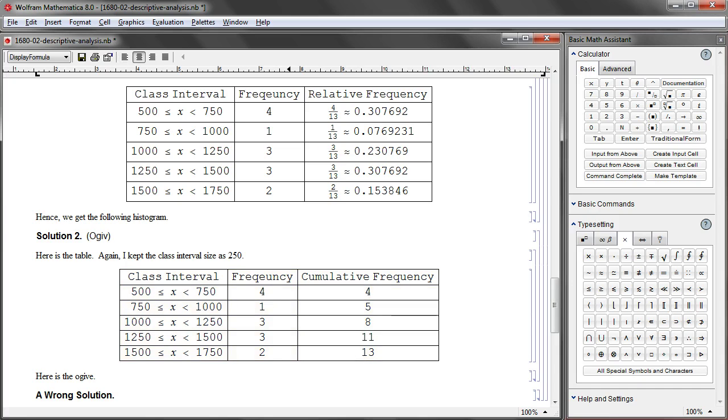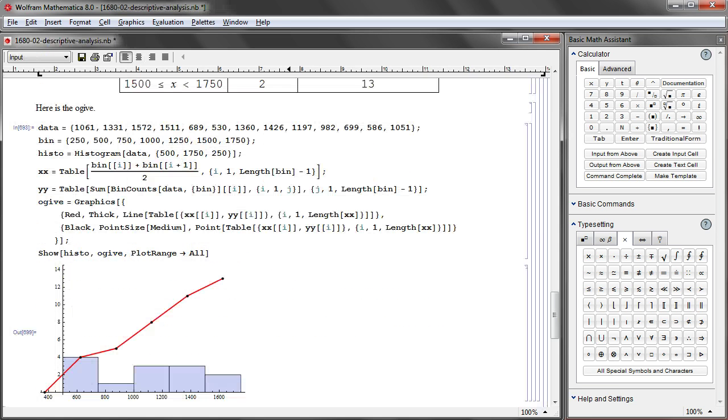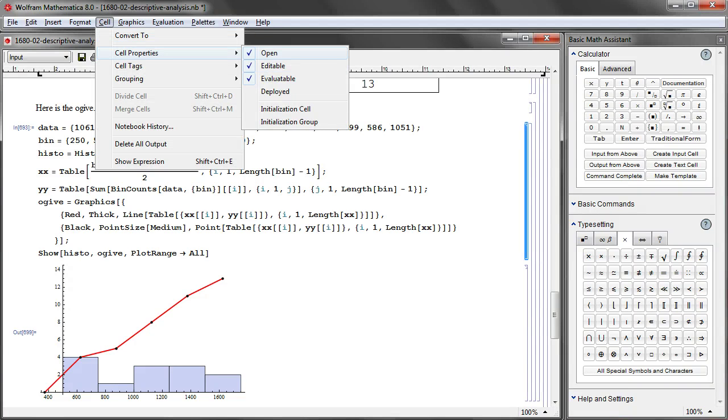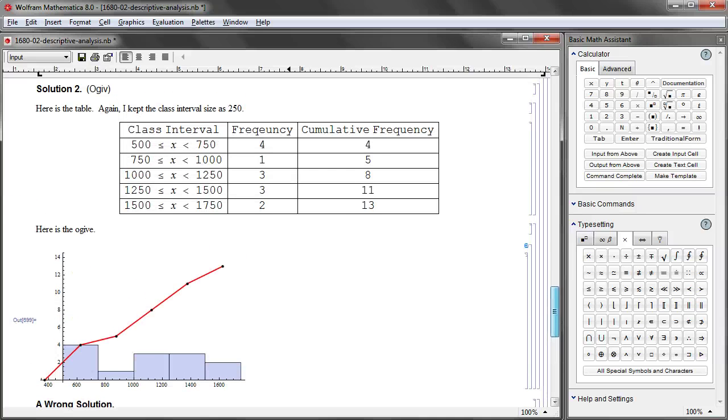All these are going to be y-coordinate values, and x-coordinate values will be the midpoints of the class interval. Don't pay too much attention to this mathematical command. Actually, it's a bit too complicated. I should have erased or hid it.